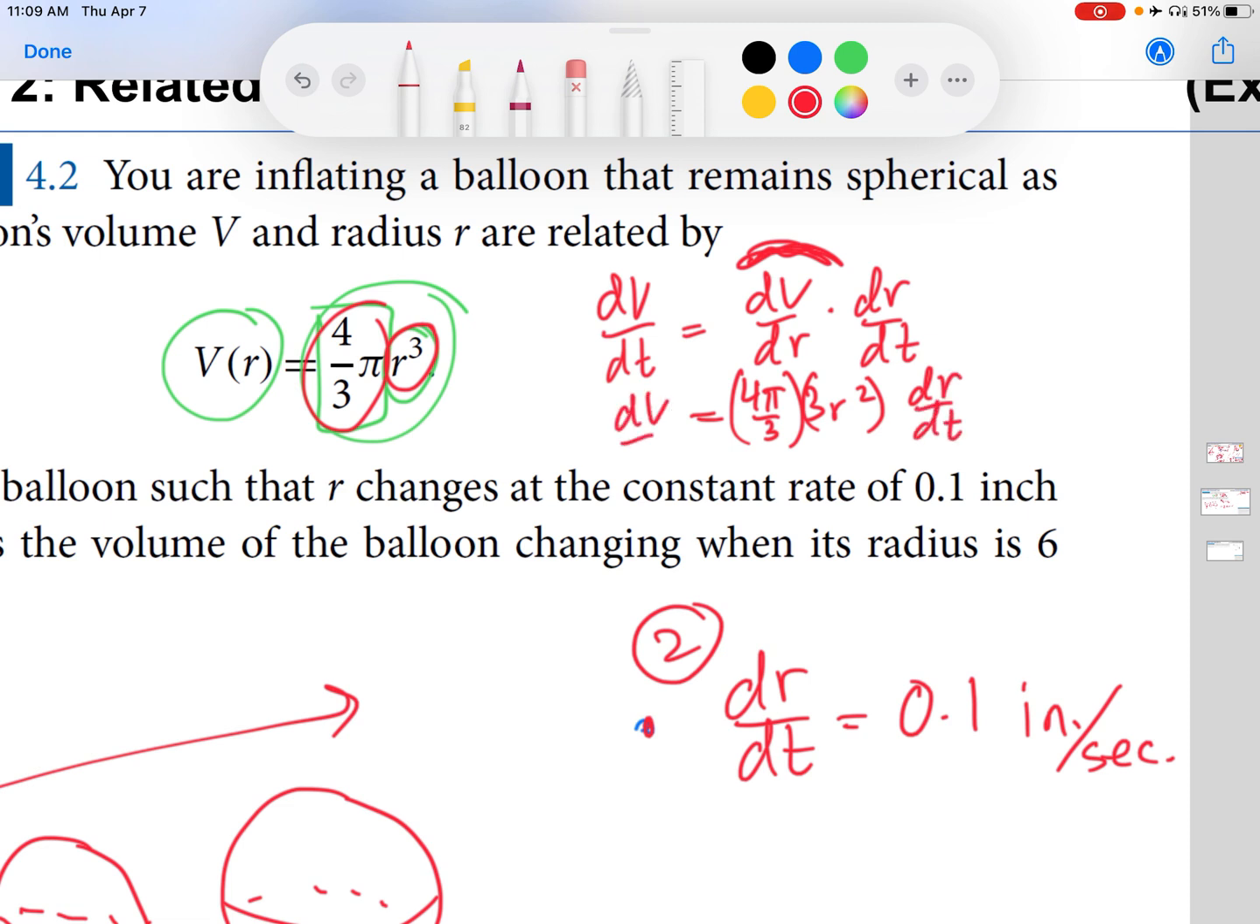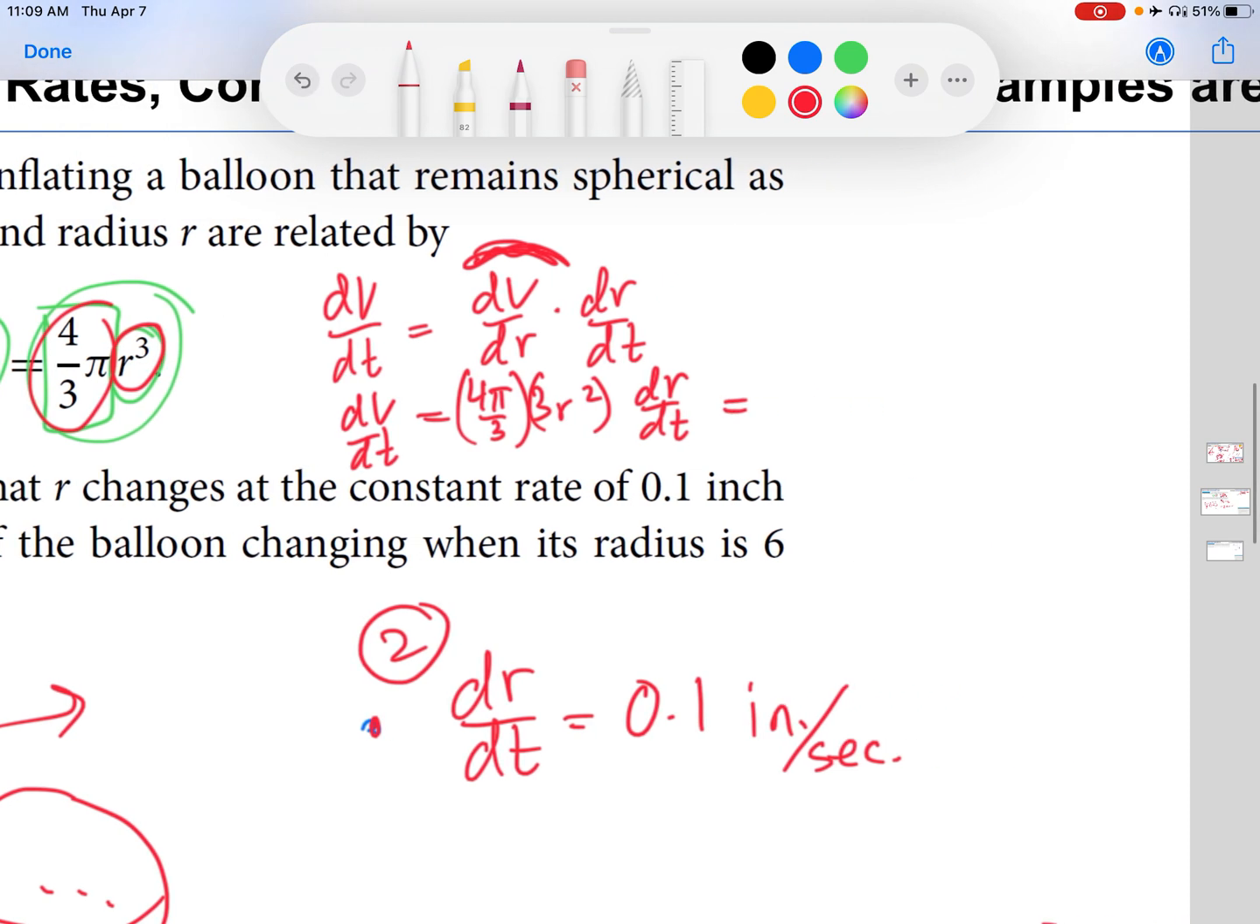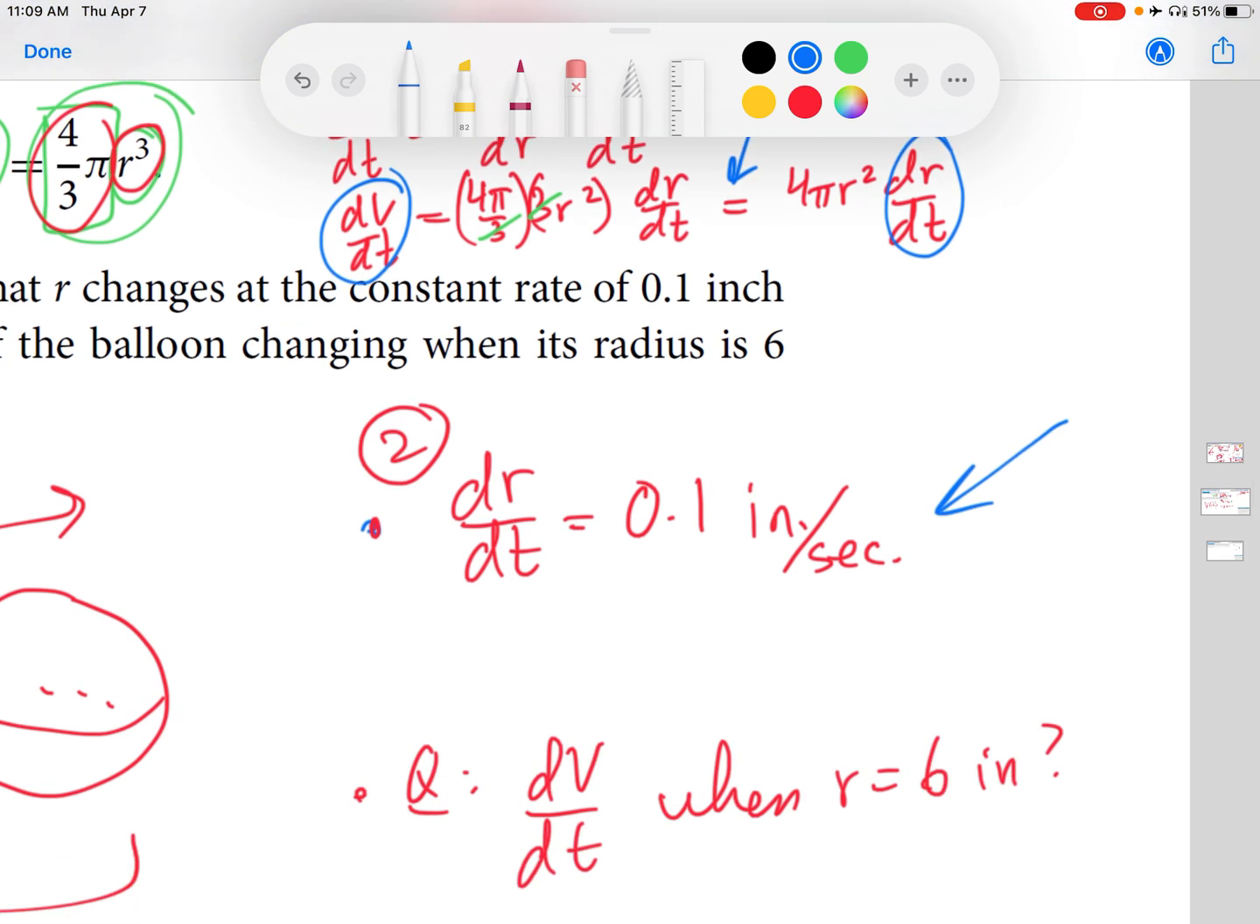Pretty soon I will use what I know over here about dr/dt, but I'm not going to do that yet because I'm going to do a little simplification here. So these 3's cancel, and I'm left with 4 pi r squared dr/dt. This is the equation that relates the two rates in this problem: the one that I know information for, and the one that I'm trying to find information about.